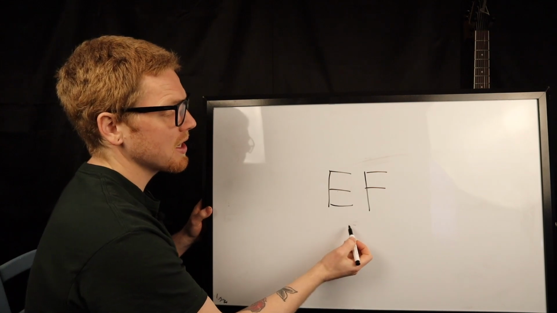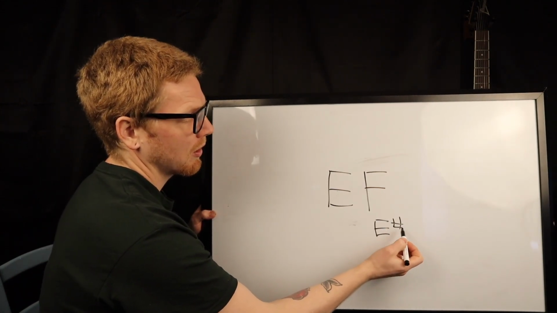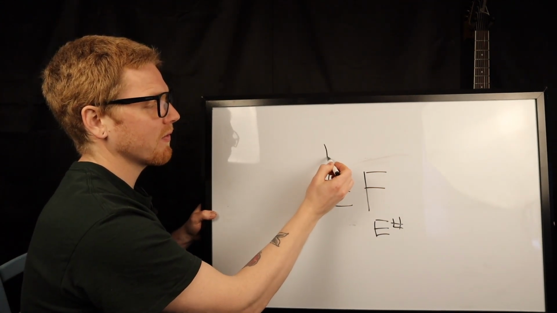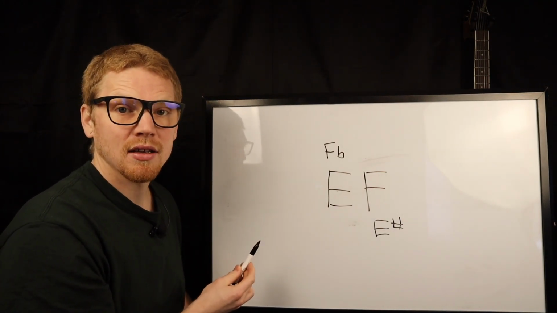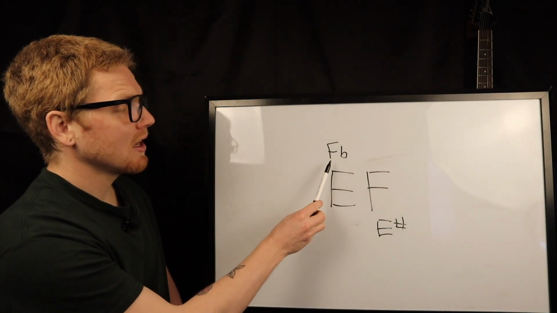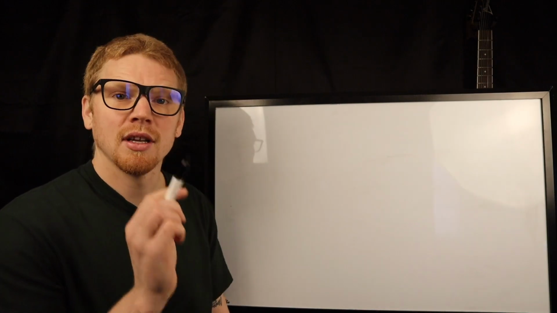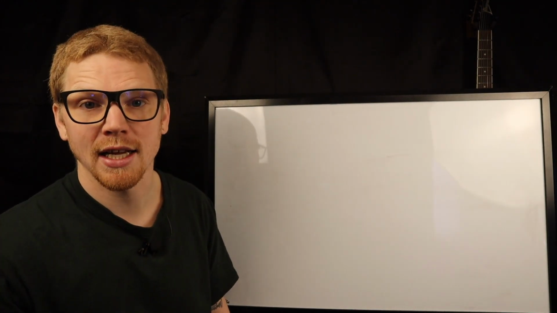We could see E sharp instead of F. We could also see F flat instead of E. Now, it's definitely less common to see things like F flat versus E, but it can happen. Now, one more thing that you could see is double flats.